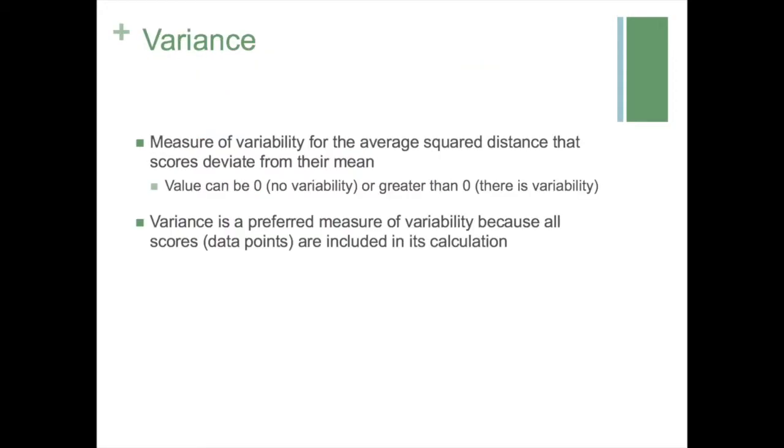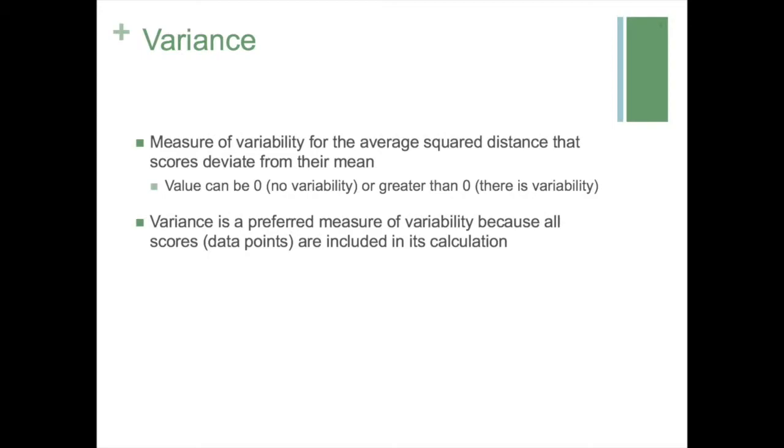So variance is a measure of variability for the average squared distance that scores deviate from their mean. So just like when we looked at a deviation before, it's taking that deviation and squaring it and then dividing all of those squared distances that you've summed up by the number of scores in that sample.